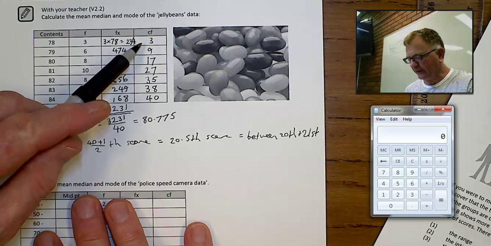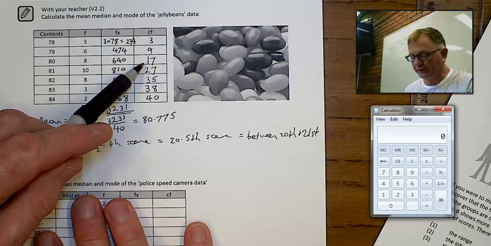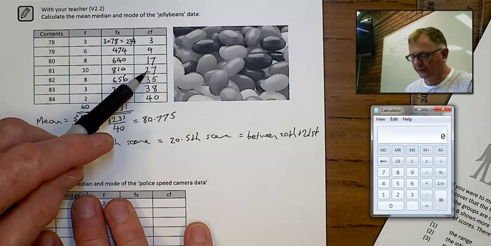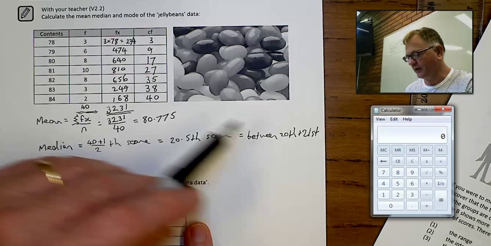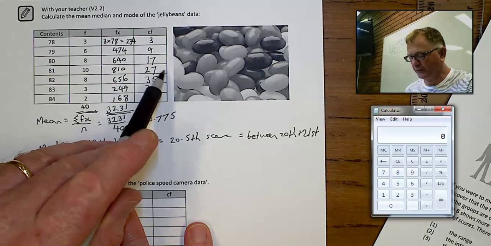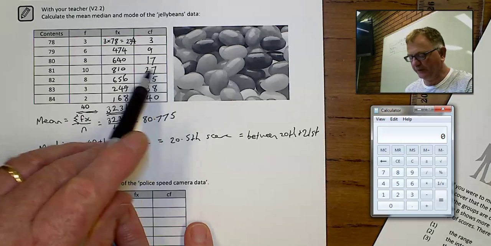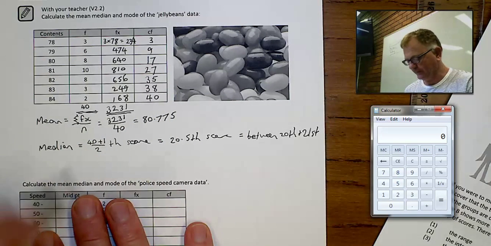There were 3 packets here. By the time we'd finished all the packets which had 79 in them, we'd accounted for 9 packs. Then after we got through the ones that had 80 in them, we'd accounted for 17. By the time we had got through all the ones that had 81 in them, we had counted 27 of the packs. Now I'm only interested in the 20th and the 21st. I think they would both be in this group. So that would mean that the median would be 81.